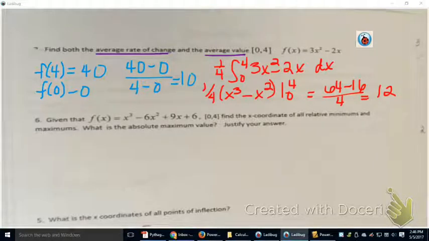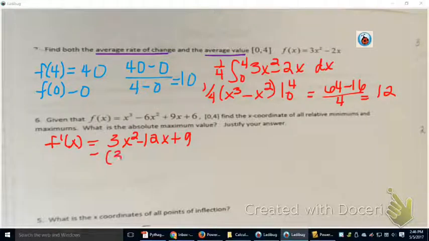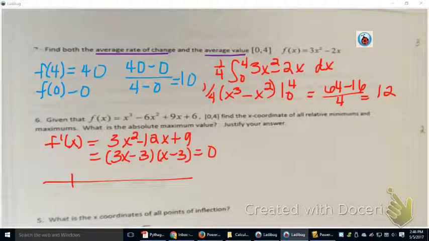Number 6. The question's asking you to find the coordinates of the relative mins and maxes and what the absolute value or the absolute maximum value is. So first of all, I'm going to find the derivative. I'm going to factor it. Set that equal to 0, make a number line. Plug values into the derivative to find out positives and negatives.